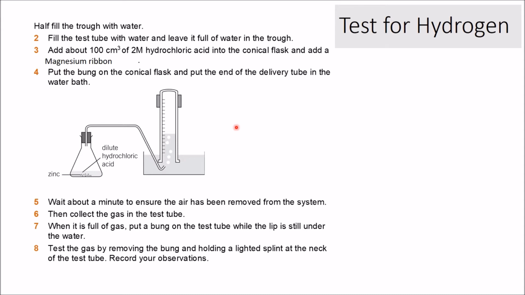So collect hydrogen in a test tube, put a lit splint at the neck of the test tube, and if it makes a squeaky popping noise, it means that hydrogen is present. So that is your Squeaky Pop Test. So you'll see that in a minute when we do all the experiments.